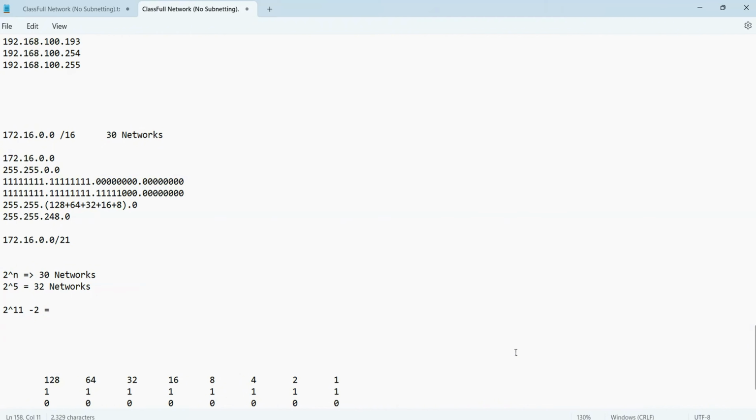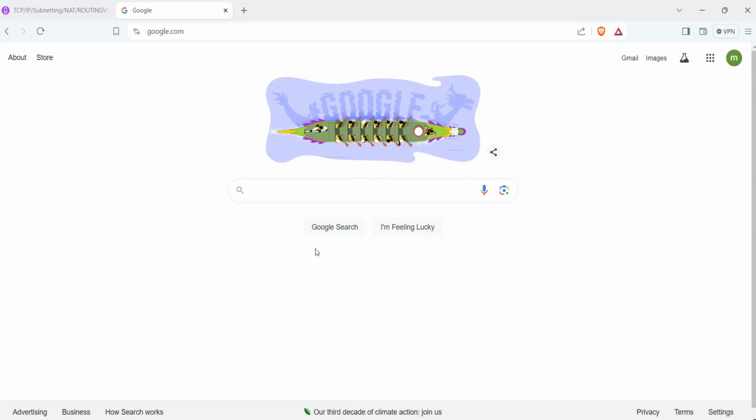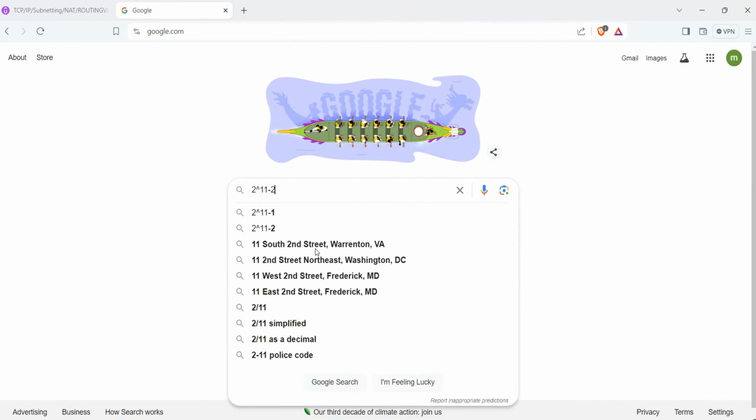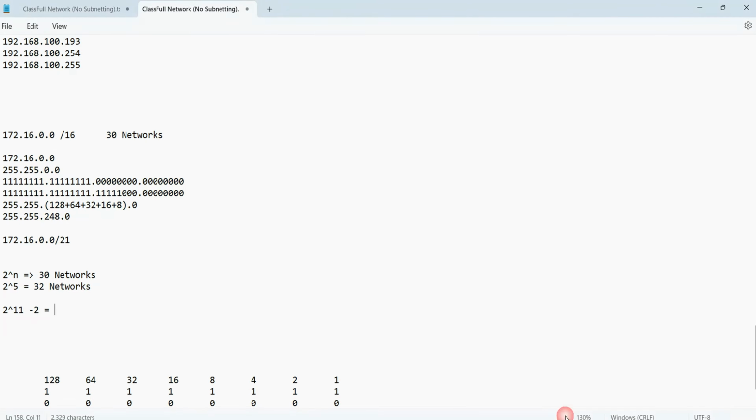Let's get online and look for Google. All right. So look at this. 2 to the power 11 minus 2 equals what? 2046 hosts per network. See how many hosts I have? So would you ever use this at work? Of course not. But we're trying to see how subnetting works over here.